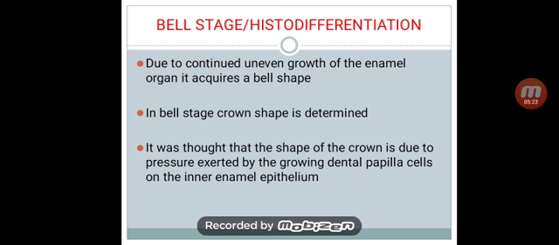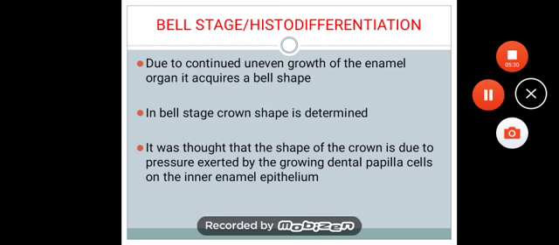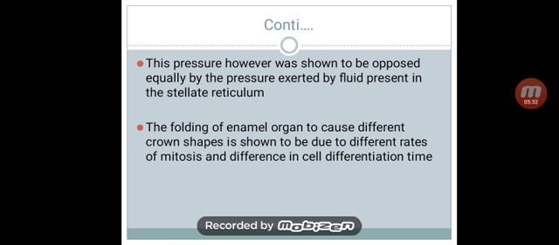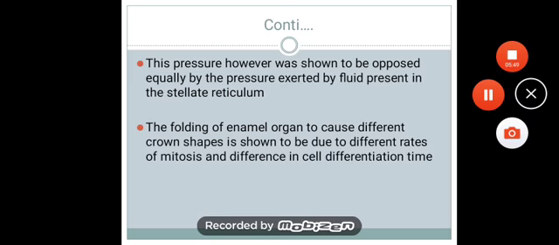It was thought that the shape of the crown is due to the pressure exerted by the growing dental papilla cells on the inner enamel epithelium. Now the pressure, however, was shown to be opposed equally by the pressure exerted by the fluid present in the stellate reticulum. The folding of the enamel organ to cause different crown shapes is shown to be due to different rates of mitosis and differences in cell differentiation time.